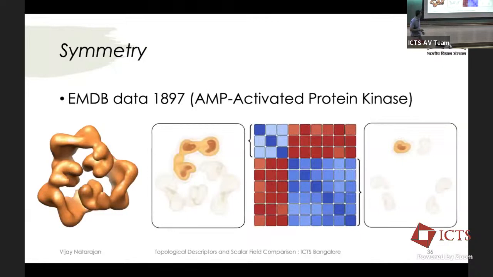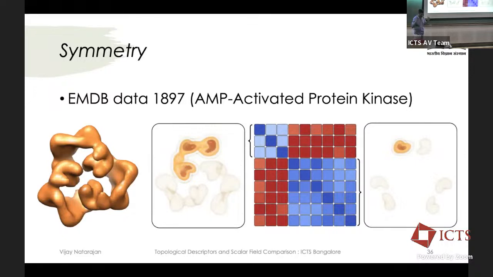This is exactly how. Let's say this is not the adenovirus, but this is the activated protein kinase. These are electron microscopy data. You take the protein, it's frozen and imaged. And what you see is that this has 3 repeating units. Visually, that's what you see. But this is what we do.